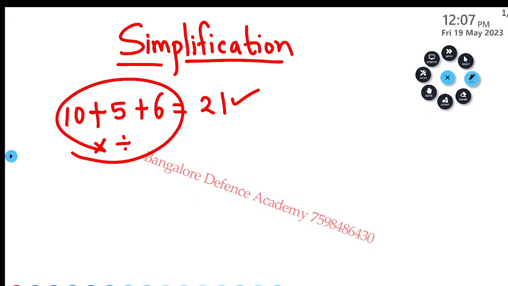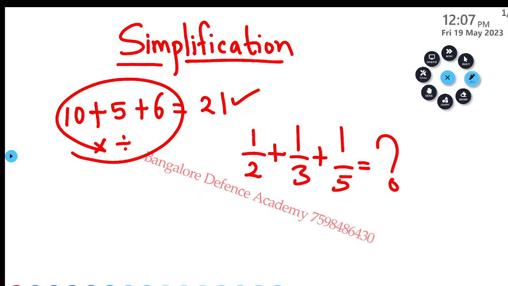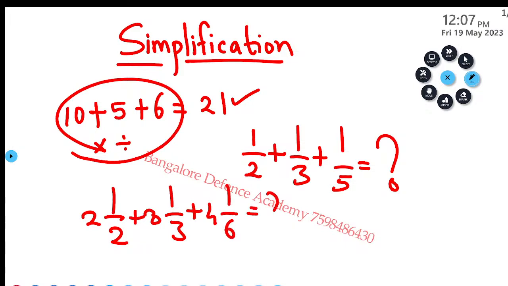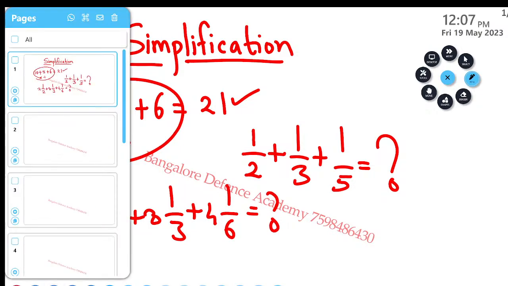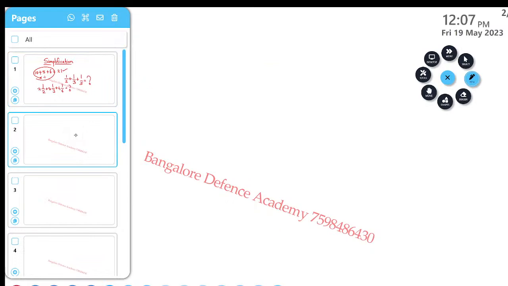But suppose I give you numbers like 1 by 2 plus 1 by 3 plus 1 by 5. How to solve this kind of question? Suppose I give you 2 1 by 2 plus 3 1 by 3 plus 4 1 by 6, how to solve this kind of question? So this is the chapter of simplification, and now we are going to study this topic in detail.